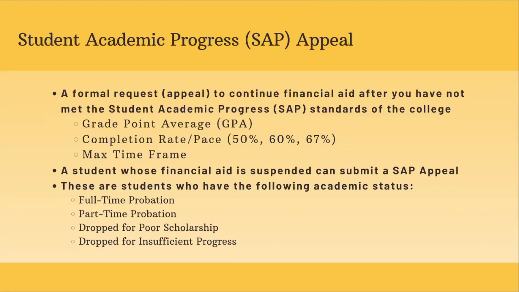Now, a student whose financial aid is suspended can submit a SAP appeal. And students who have the following academic status can submit a SAP appeal, and that includes those who are on full-time probation, part-time probation, drop for poor scholarship, or drop for insufficient progress.